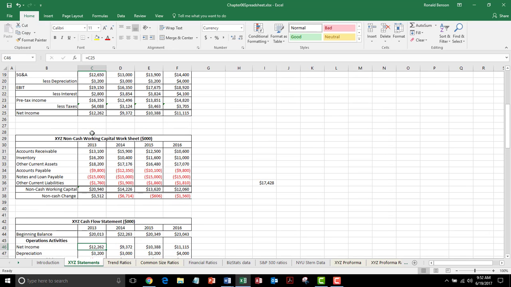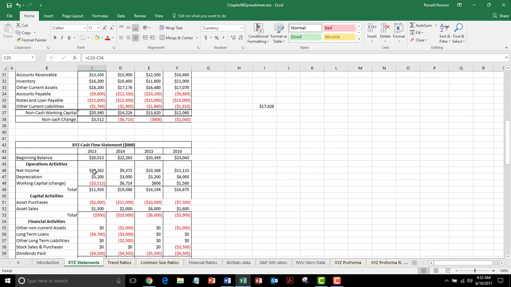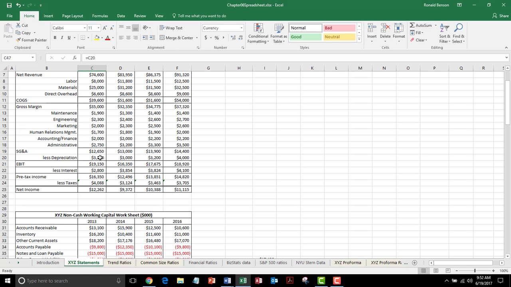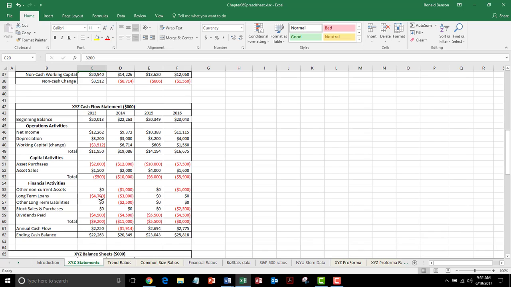The net income comes from up here on the income statement. Depreciation comes from the income statement, and since it's recorded as a positive here, the sign doesn't have to be changed. It's right there. And the working capital change comes from here. We reverse the sign when we record working capital. Additional working capital means less cash, so it's negative, and we get that sum, and do that for all 4 years. Capital activities we enter directly.